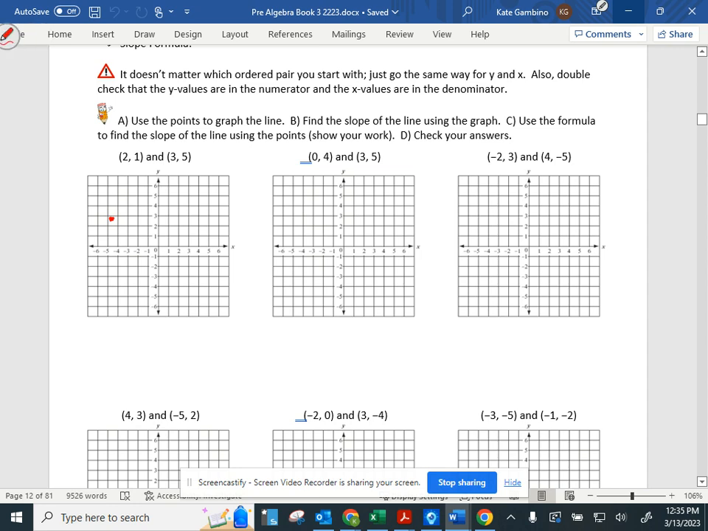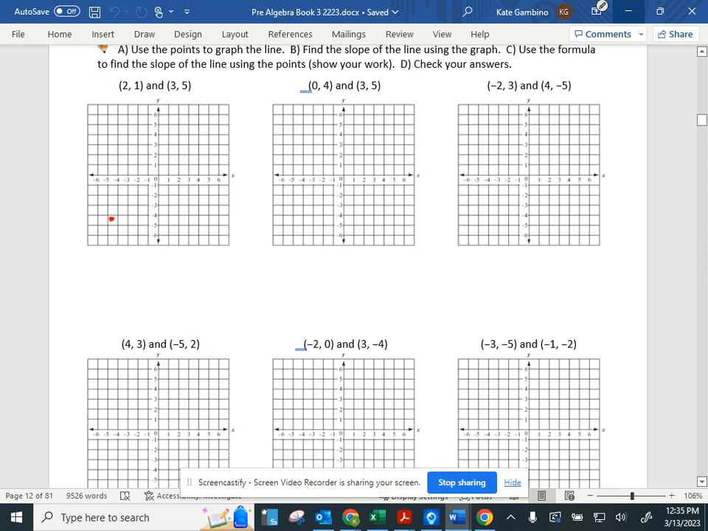So I'm going to rewrite my formula so I can see it. We had y2 minus y1 over x2 minus x1, and we know it's rise over run.